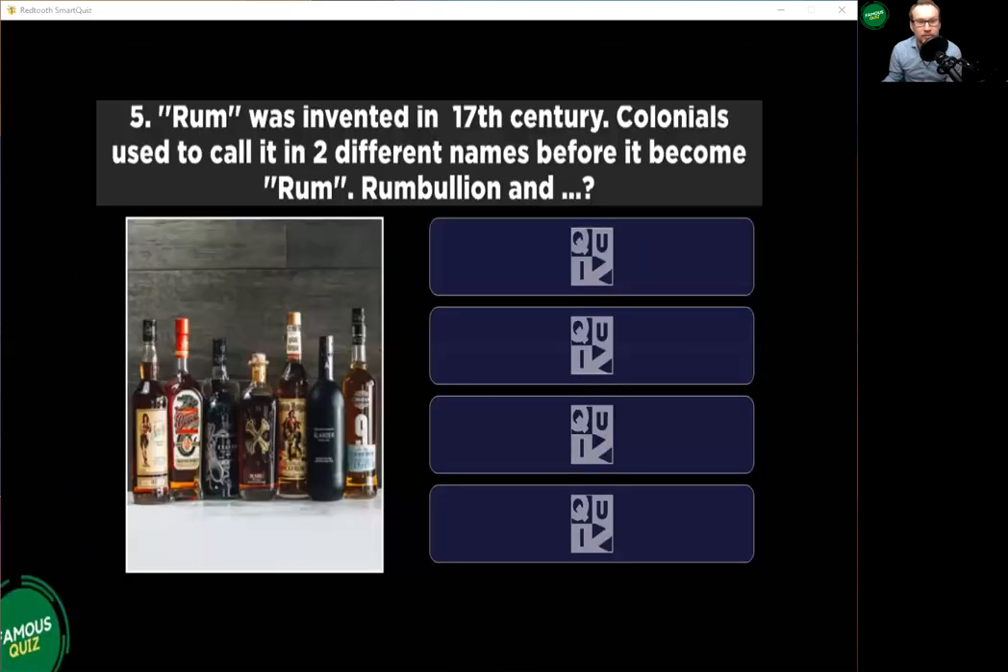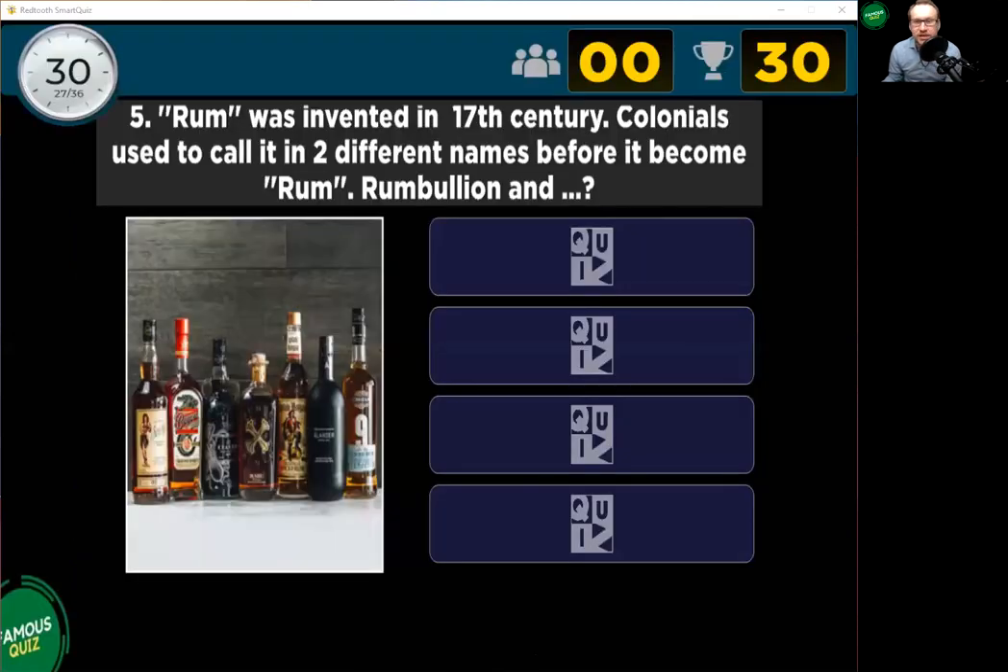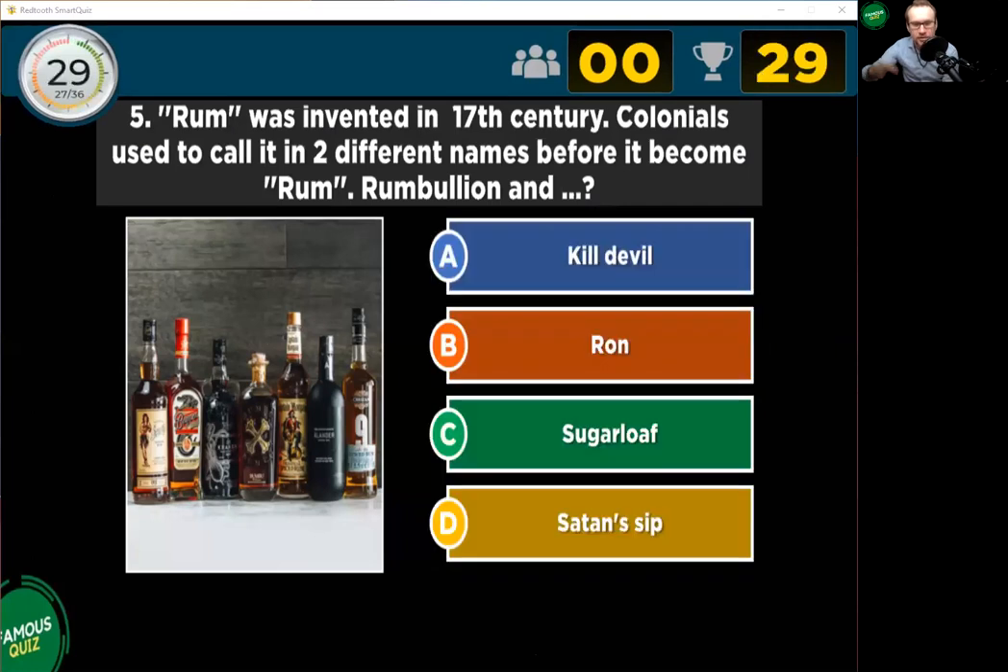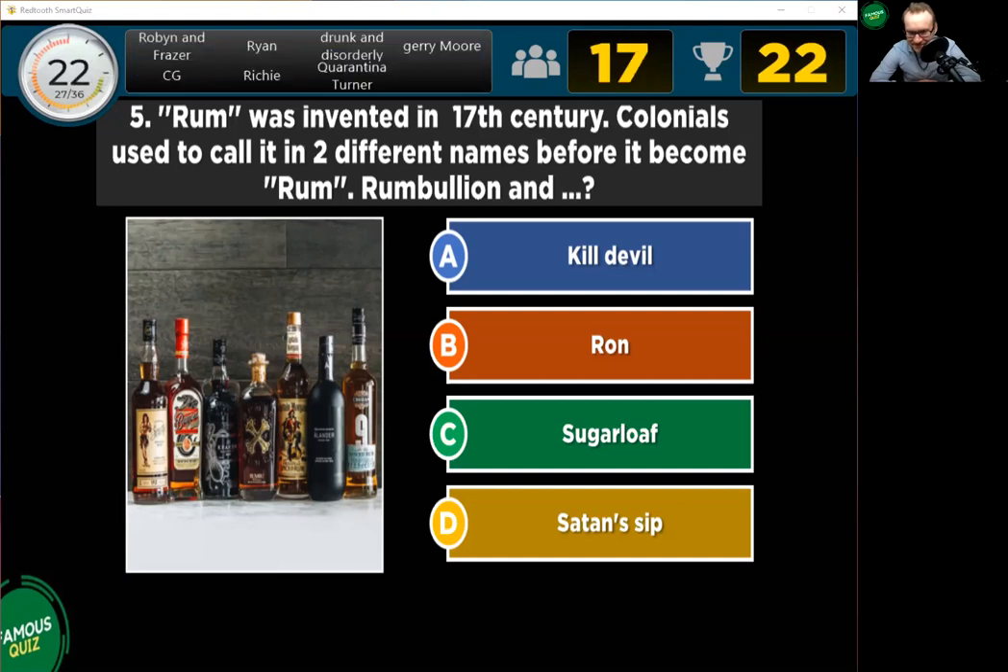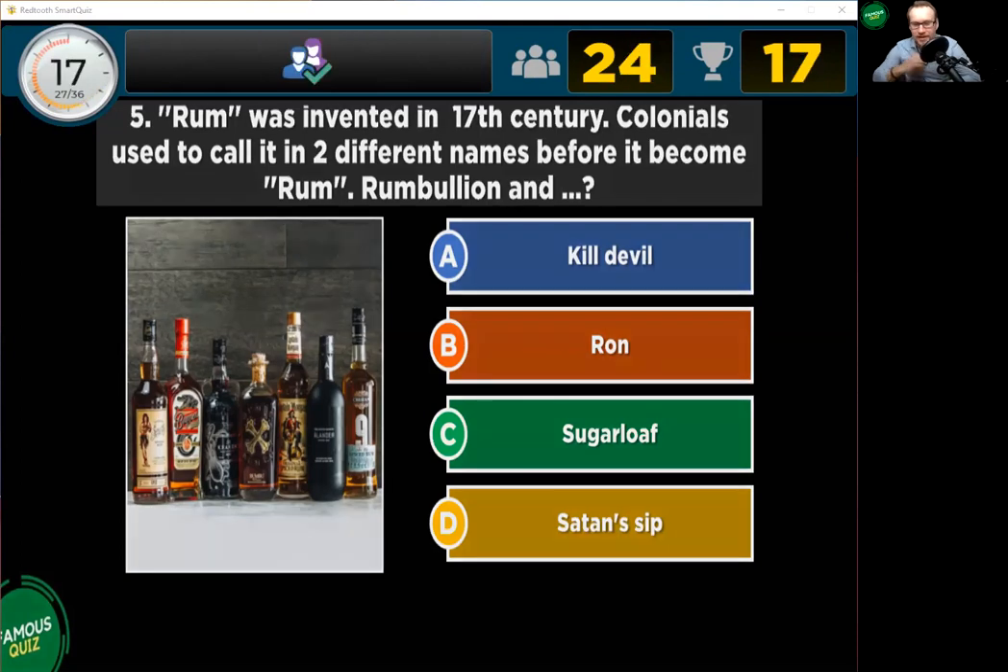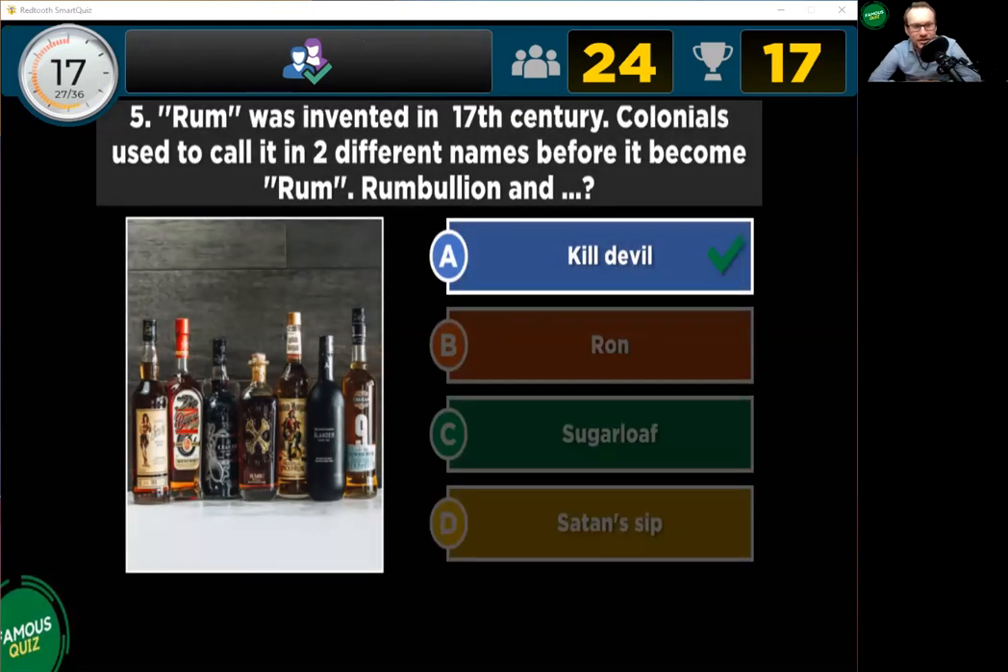Question number 5. Rum was invented in the 17th century. Colonials used to call it by 2 different names before it became rum. Rumbullion and Kill Devil, Ron, Sugarloaf, or Satan's Sip? Oof. All right. Correct answer is Kill Devil. Yes, colonials used to call it two names, Rumbullion and Kill Devil.